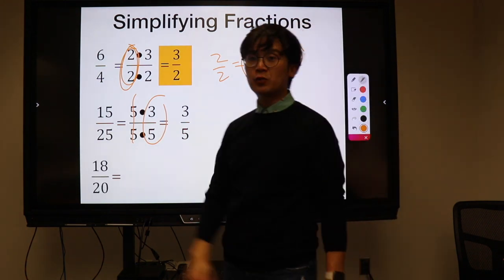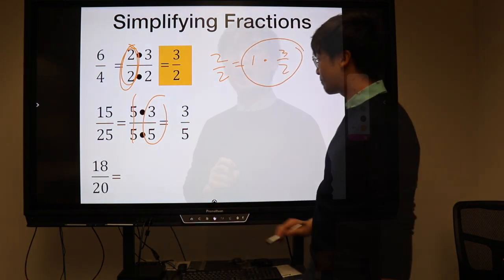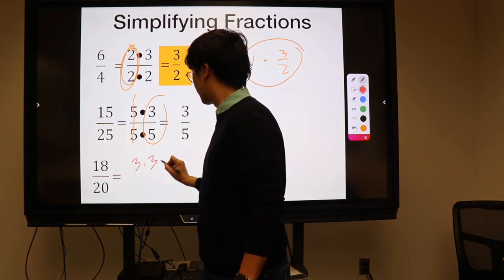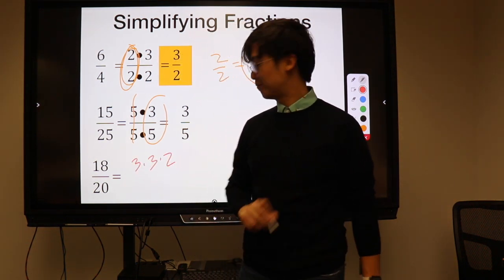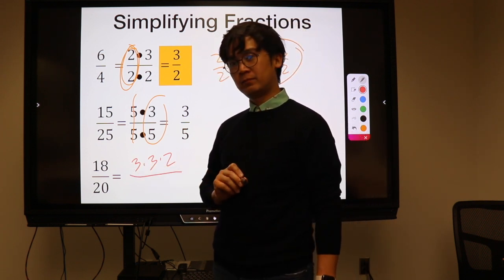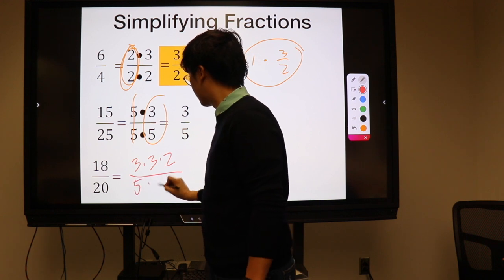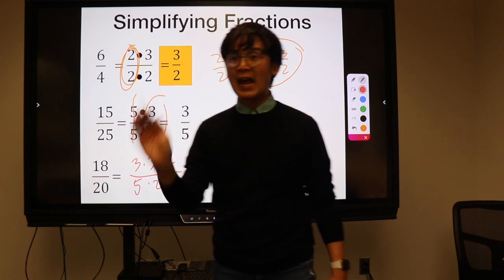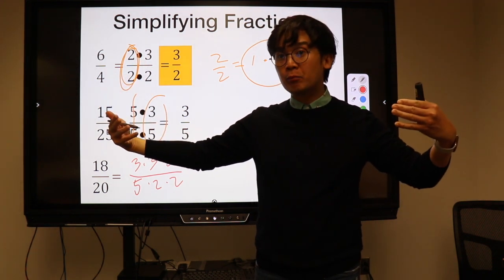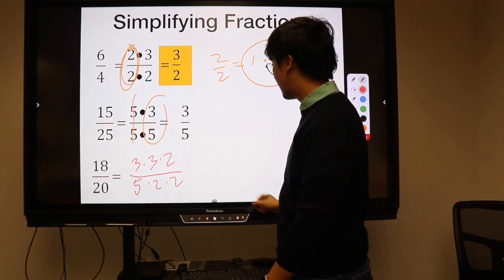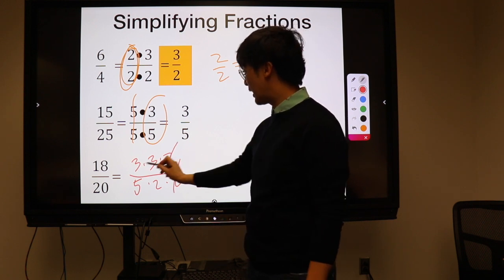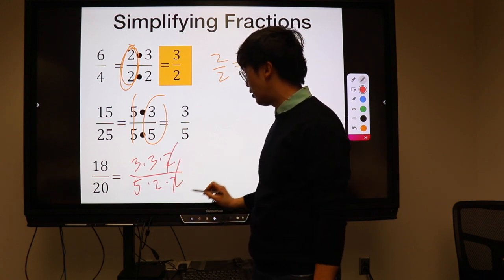What about 18 over 20? Alright, simplify this. 9 is what? It's 3 and 2. Oh, 3 and 2. Right? Yes. What about 20? 5, 2, 2. Now, all we need to do is to cancel. Once we have broken down our numbers, we can now simplify it by canceling. What can we cancel? The 2, 2. The 2, 2. And what's left? Can we cancel any of these anymore?